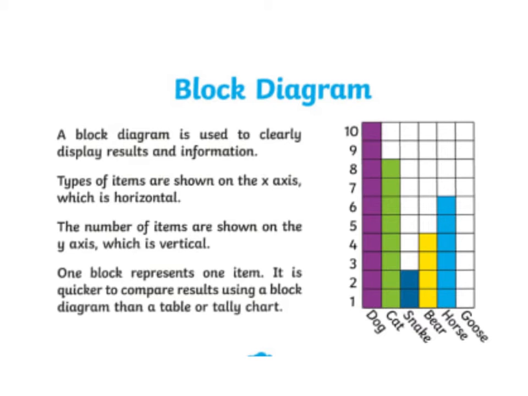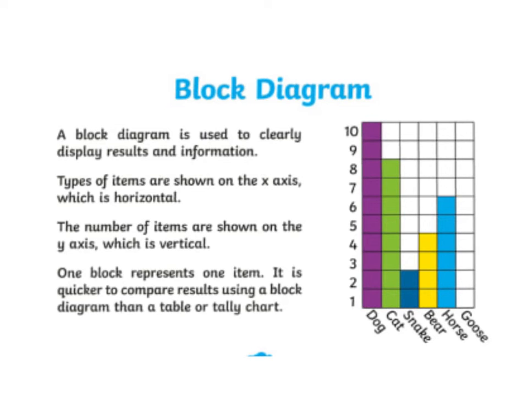You can see that on this block diagram, one block represents one item. Okay, so you can see we've got different types of animals that we're looking at. You can see that we have dogs, cats, snakes, bears, horse, and goose. Okay, you can see that there are 10 dogs represented on this block diagram because we have coloured in 10 blocks.